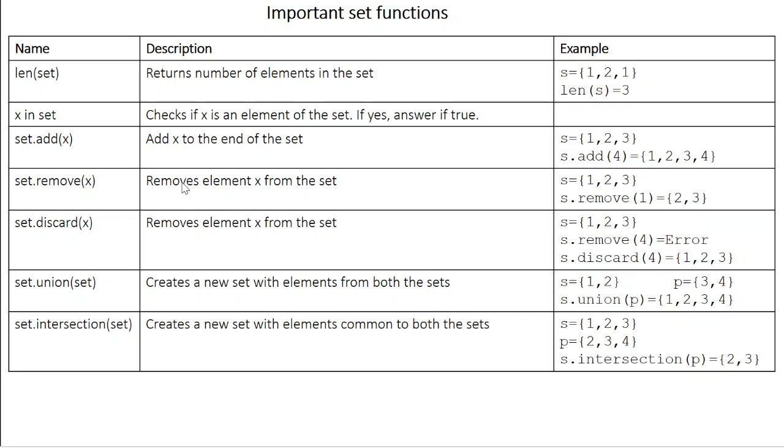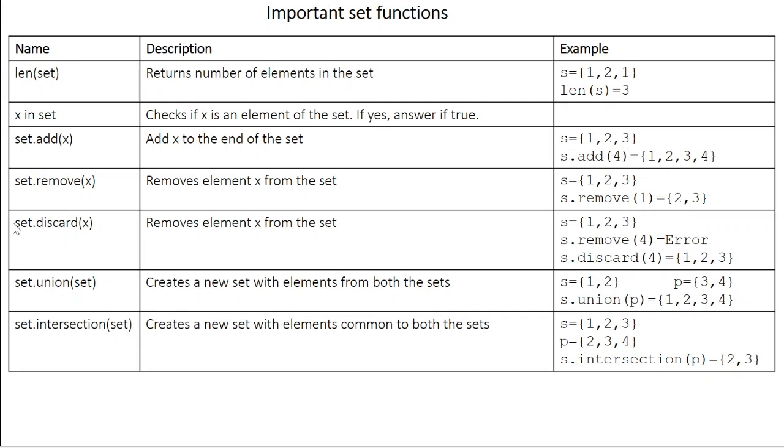If I want to remove a particular element from a set, then I can use the function remove, set.remove(x). So if s equal to {1, 2, 3}, and I want to remove 1 from the set, then I say s.remove(1). So the answer is going to be {2, 3}. There is another option to remove a particular element. This is by using a function known as discard.